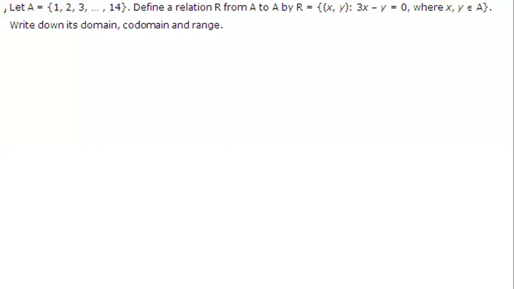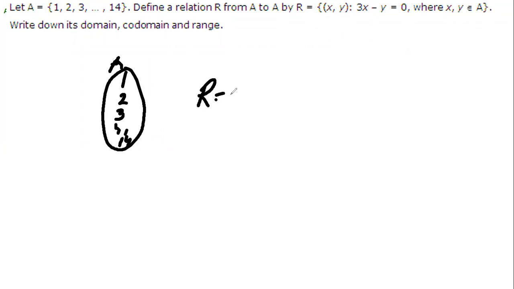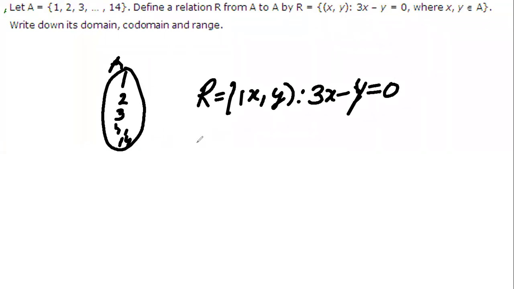Question is that if A is from 1 to 14, one set we have, a set from 1, 2, 3, 4 up to 14. Define a relation. We have to define a relation here: xy is 3x minus y equals 0. Then the question is to find the domain, codomain, and range.